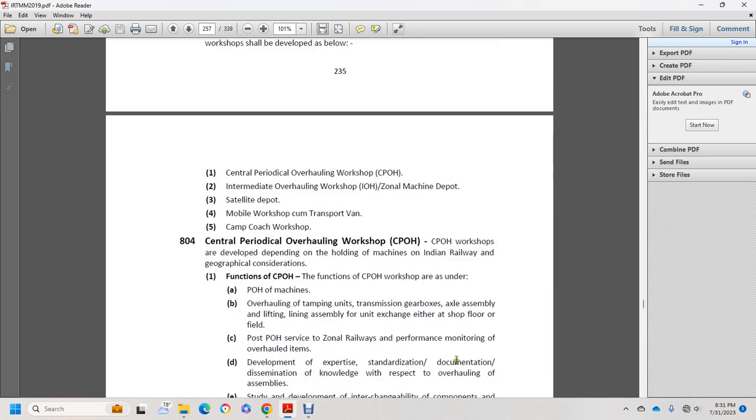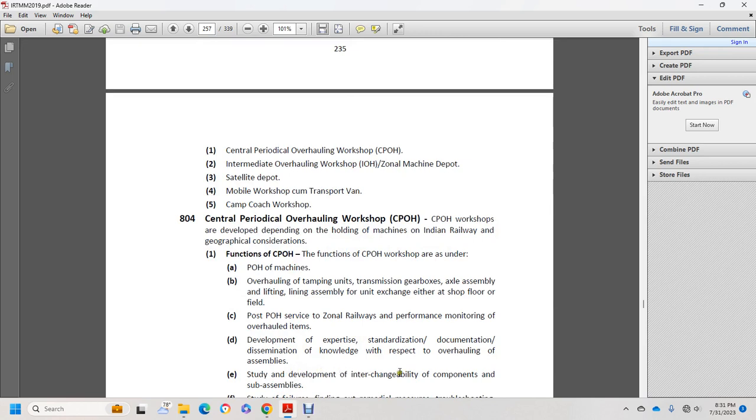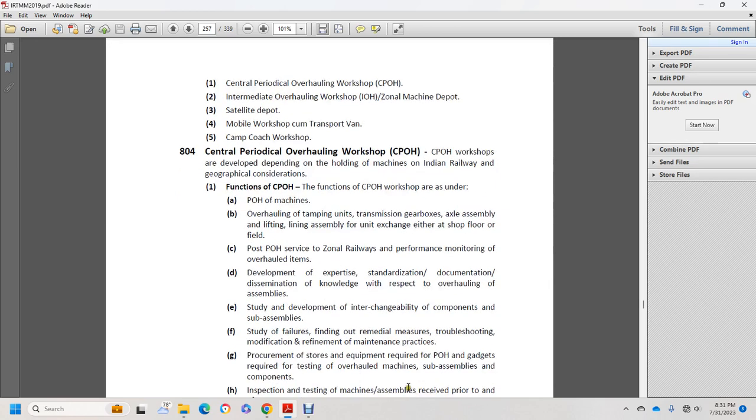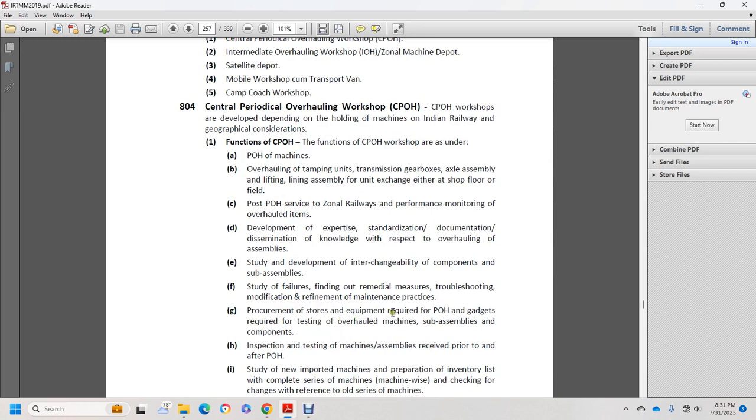Development of expertise, standardization, documentation and dissemination of knowledge of the respective overhauling assemblies; study of the development and interchangeability of the components of the assemblies; study of failures, finding out remedial measures, troubleshooting, modification, refinement and maintenance practices; procurement and storage of the equipment required for periodic overhaul, and gadgets required for testing the overhauled machine and sub-assembly components; inspection and testing of machines received prior to and after overhaul; study of new imported machines.